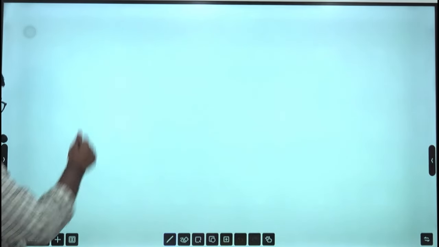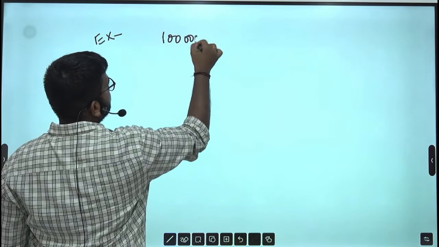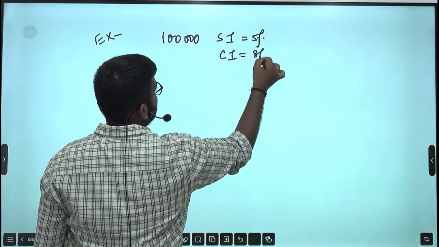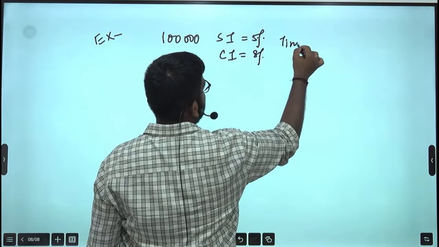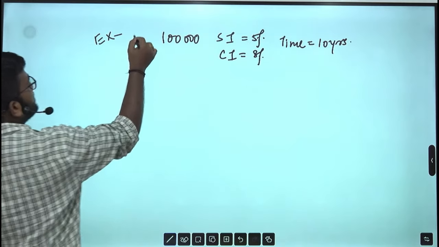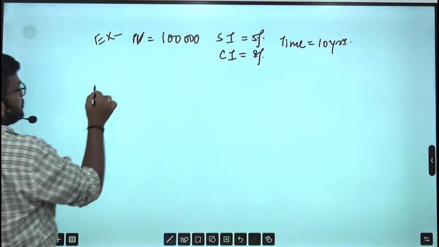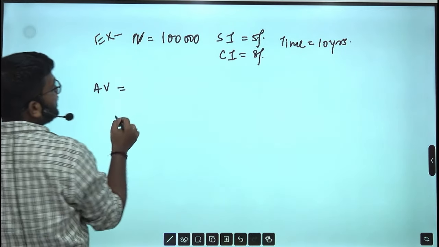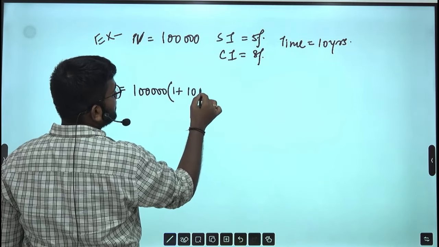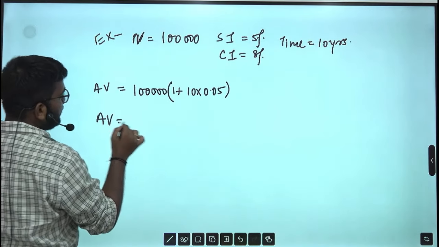So now let's take one example. 1 lakh is the amount. Simple interest is 5%, compound interest is 8%, time is 10 years. Okay? You need to calculate, this is the present value basically. You need to calculate the accumulated value. So accumulated value is what? In case of simple interest, present value into 1 plus N into I, which is 10 years into 0.05. Excellent.